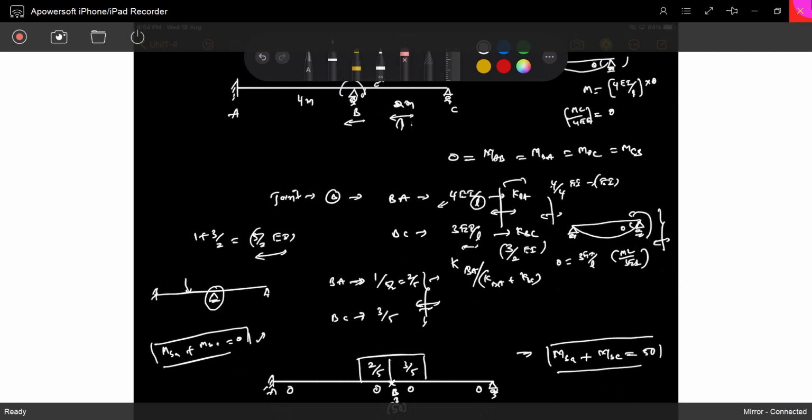If the length is small, the stiffness is higher. Stiffness is higher. One thing you can read.